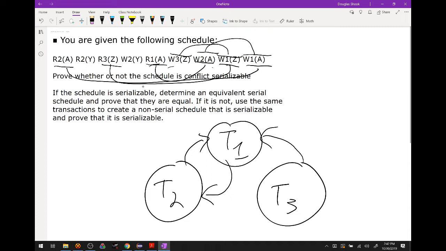That one's from R2 to R1, 1 to 2, 3 to 1, 2 to 1. So I think that would do it. I think actually the answer here would be to simply swap these two operations. What's the graph going to look like if I do that? This edge from 1 to 2 is going to go away. So this graph is now proof that it is serializable by swapping those two operations.